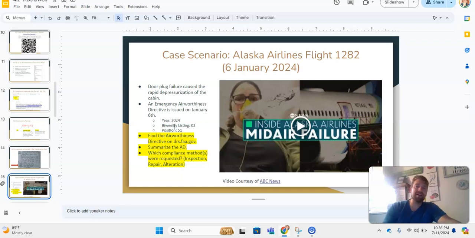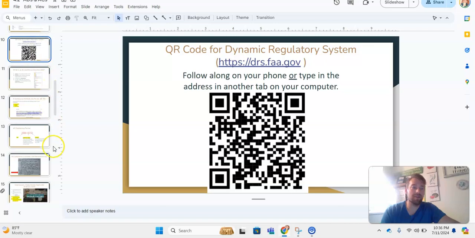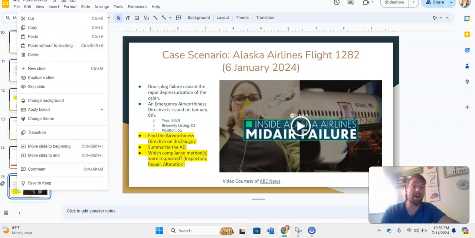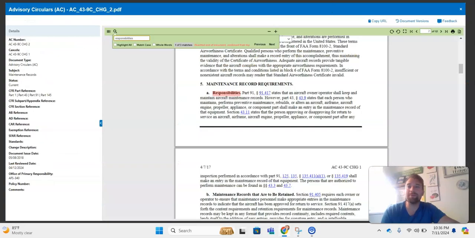Thank you for doing that exercise. So what you should have gotten was that 2024-02-51 is the directive number. So we're going to go to drs.faa.gov. Again, you can go using this QR code and the information I have right here, or you could just pull it up in your web browser, and I'm going to do that right here, right now.